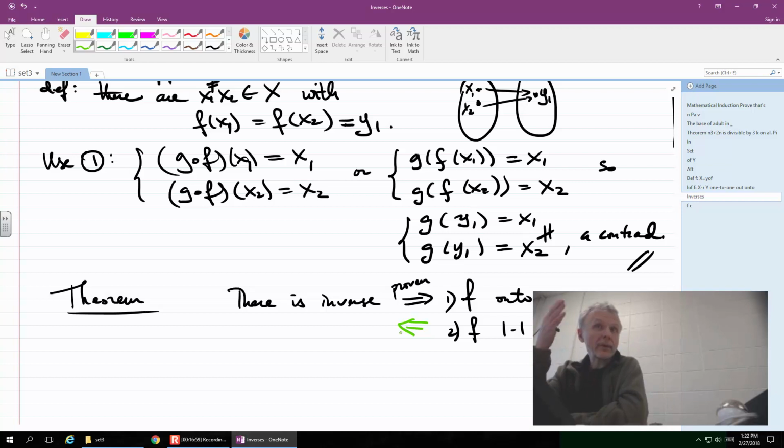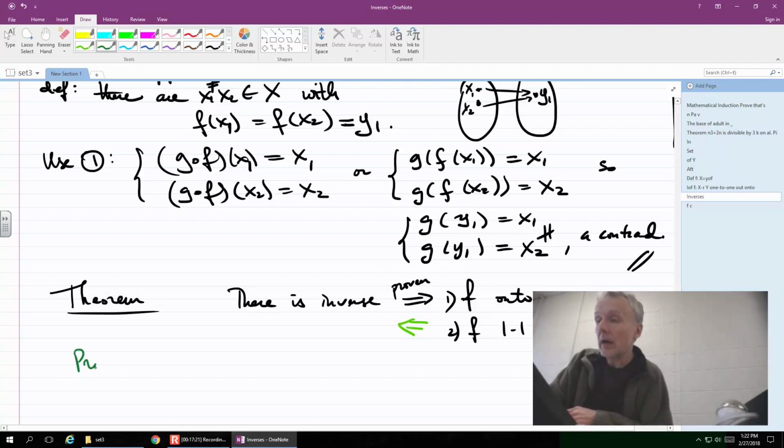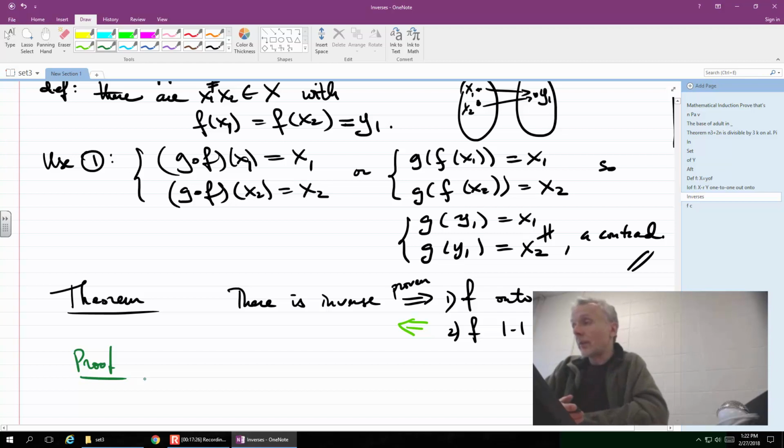So invertibility, in other words, the word that you use sometimes for the function having an inverse, is the same as one-to-one onto. Every invertible function is one-to-one onto, and every one-to-one onto function is invertible. If these two conditions are satisfied, I then have to demonstrate that I have the inverse. The proof isn't hard.